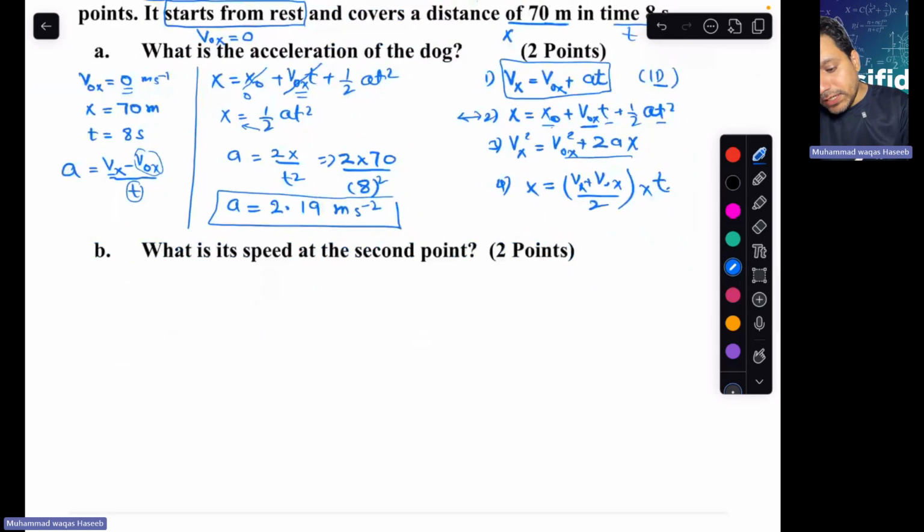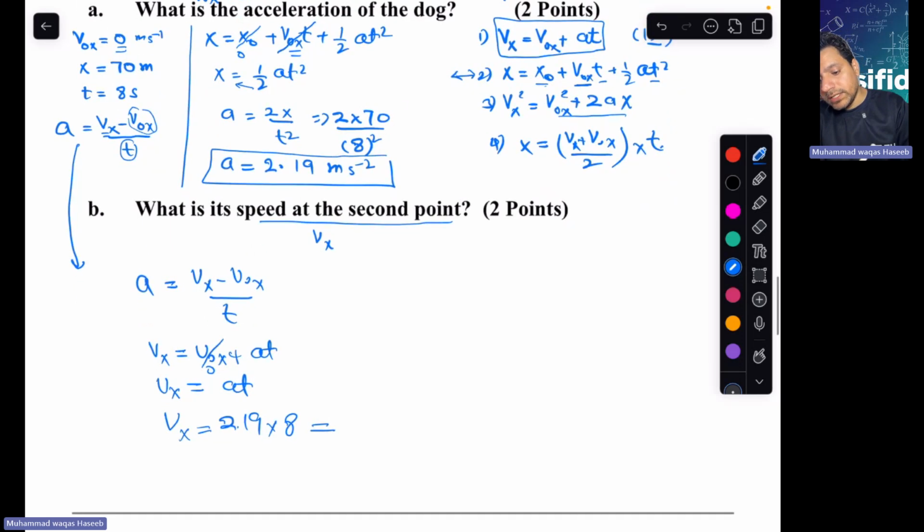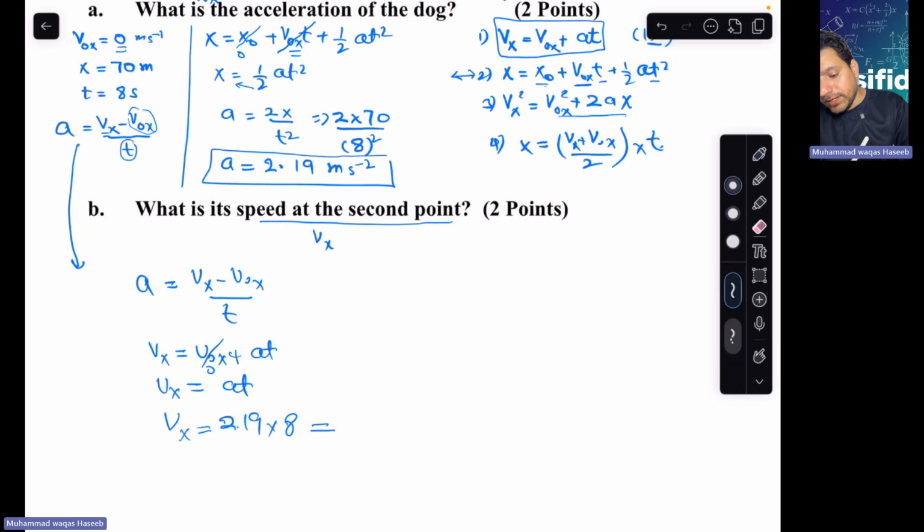Now, what is its speed at the second point? He's asking you to calculate the final speed. So we will use this formula: acceleration is vx minus v naught of x over t, and we can arrange it like the equation of motion, vx equals v naught of x plus at. V naught of x is 0, so it becomes at. So vx is 2.19 multiplied by 8, so you will get 17.5 meters per second.